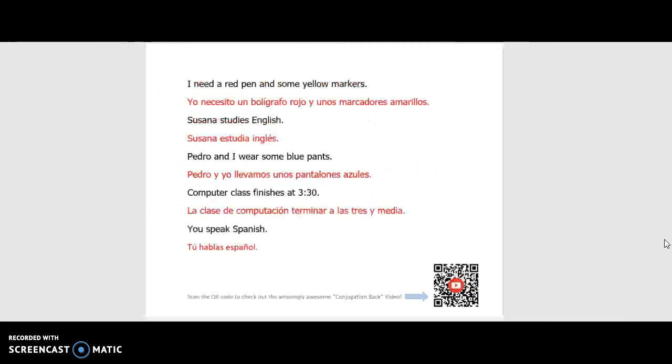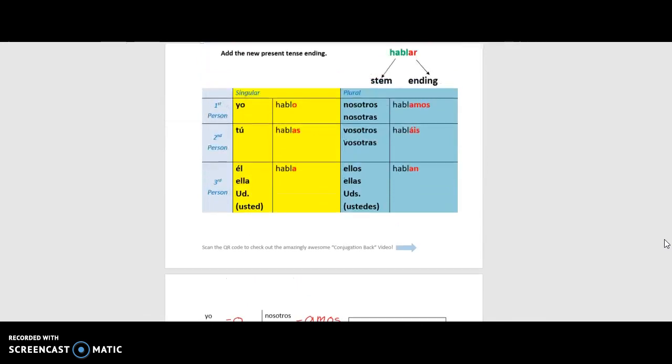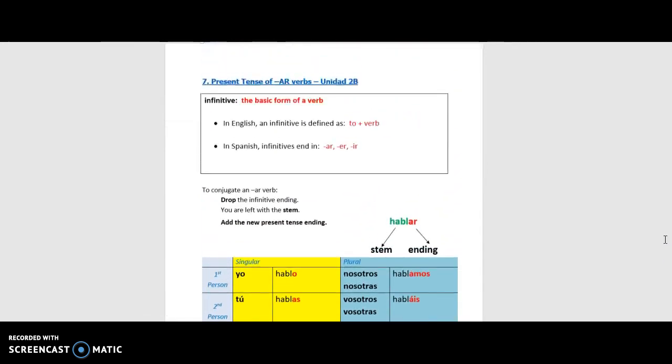So there we go. That's the process for AR verb conjugations, Unit 2B. We're going to work with this throughout the year. This is something that will never, ever, ever go away. You have this base, and we're going to take it from here. Adios, and I will see you in clase.